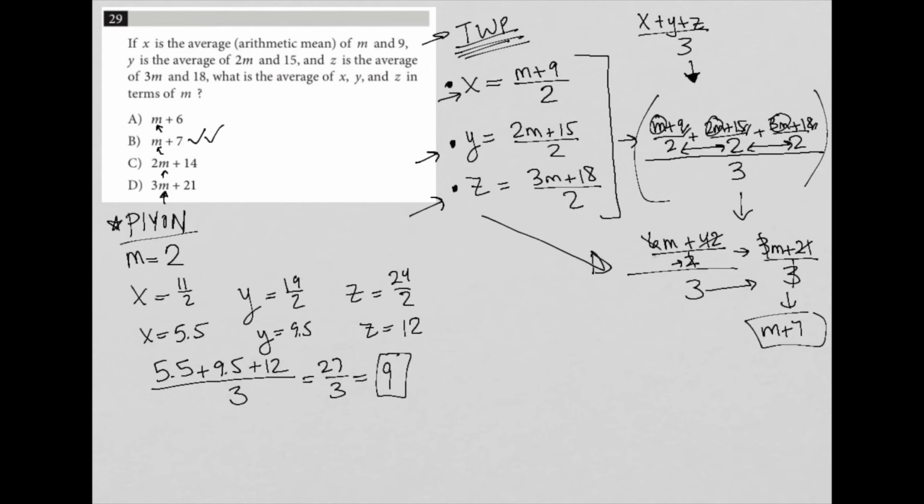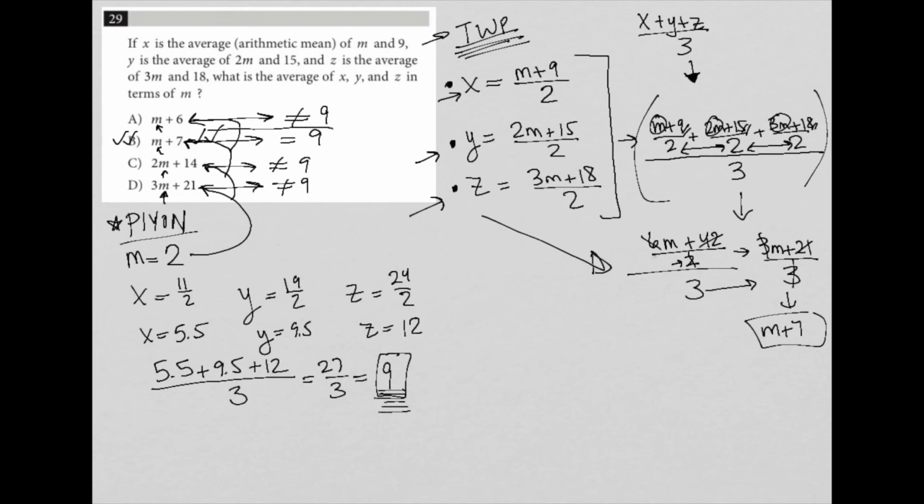Okay, so that's the first step of plugging in your own number. The next step is to say, okay, well, now when I put this m equals 2 into each answer choice, which one gets me a 9, right? The 9 that I know I should get as an average. So for choice A, m plus 6, 2 plus 6 does not equal 9. But for B, 2 plus 7 does equal 9, meaning that B is most likely the right answer. And as we check the rest of these, we would see that these don't equal 9. So we feel more confident, again, that choice B, this m plus 7, is the correct answer.